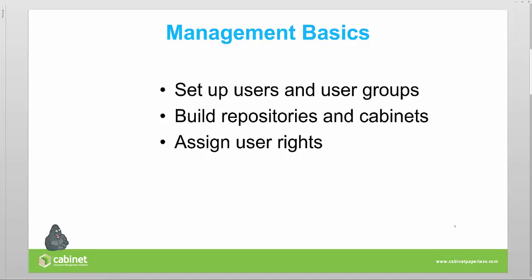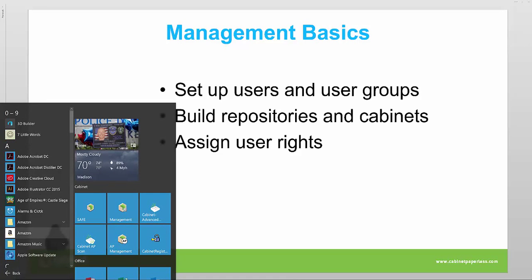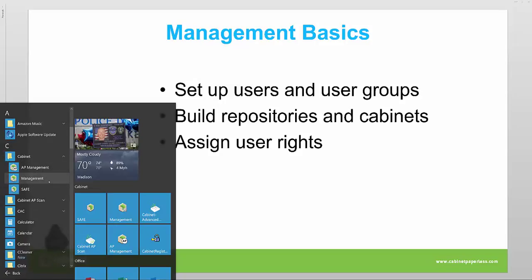So the first thing we're going to want to do is get logged into management. Now to get logged into management, all we need to do is go to our Start button here, go to All Apps, and right under our cabinet folder where we usually go to Cabinet Safe, we're going to see a cabinet management icon. Now, if you're wondering how to get management installed, if you have Safe installed on your machine, that means you already have management.